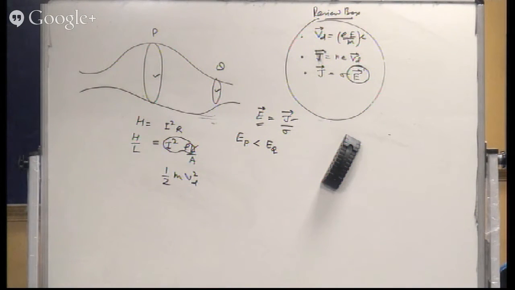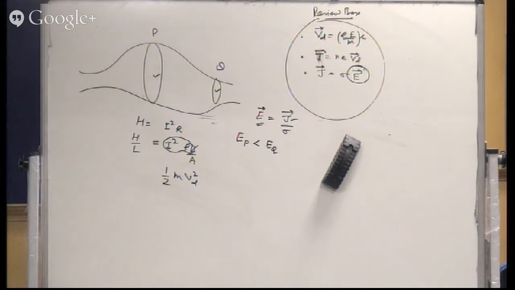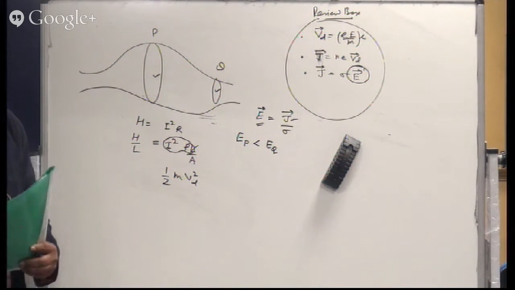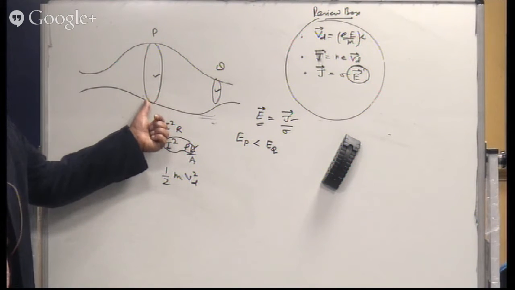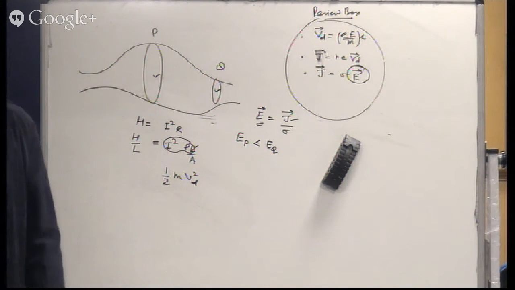vd ज़्यादा कहाँ पर है? How is vd related to area? जोर से बोलो. How do you know that? I equals NEA vd. Yes or no? I is constant, therefore vd will be inversely proportional to area. Area ज़्यादा कहाँ पर है? Here. So the drift velocity here will be less. Therefore the mean kinetic energy of the free electrons here will be less. लिखो.